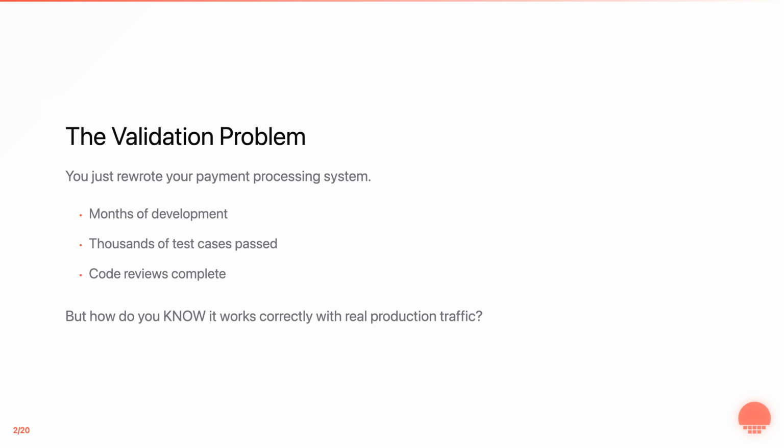Here's the thing. You can have comprehensive unit tests, integration tests, end-to-end tests, but production has a way of surprising you. Real customer behavior is messy. Edge cases you never imagined. Data patterns that only emerge at scale. That payment system rewrite might handle your test scenarios perfectly, but what about the merchant who sends requests in an unusual sequence, or the edge case that only happens once every 1,000 transactions? Traditional testing can't fully replicate the chaos of production, and that's the validation gap we need to close.